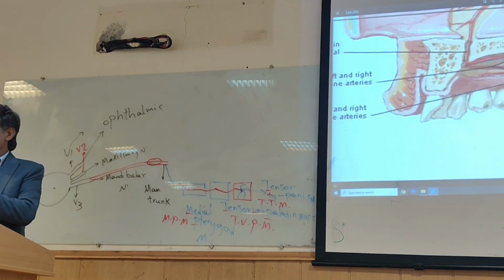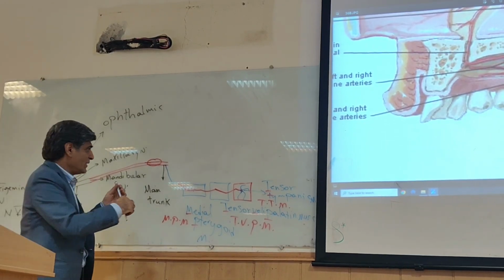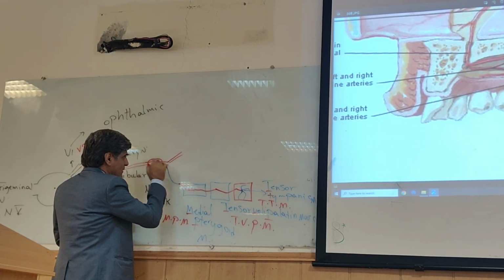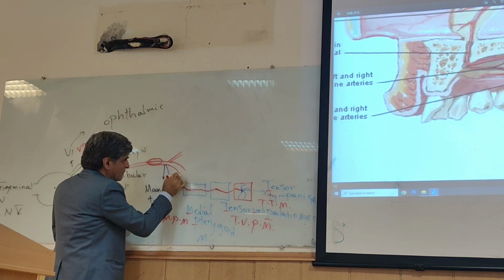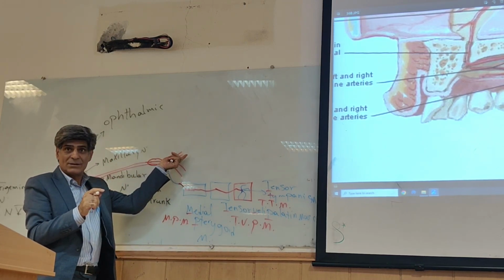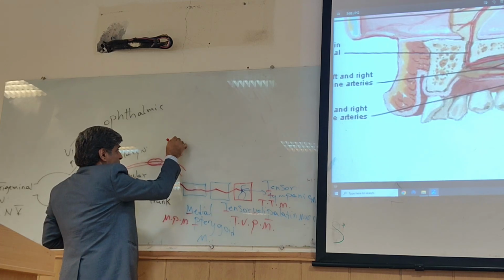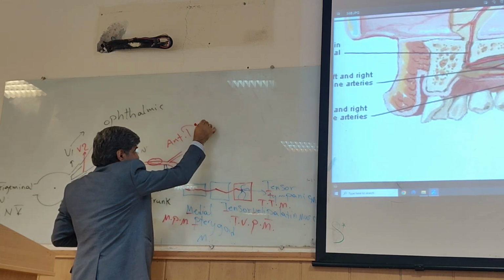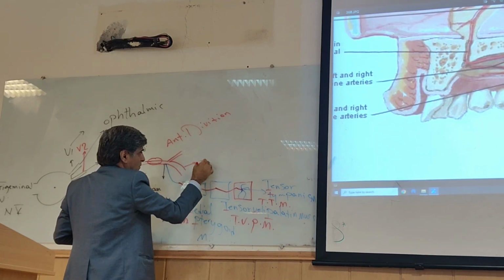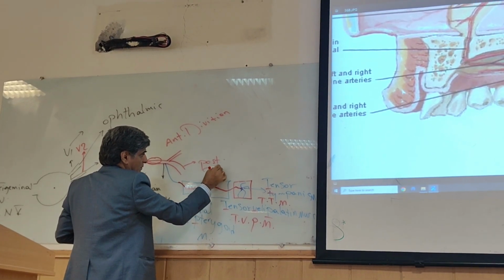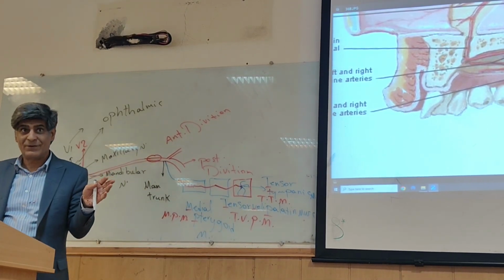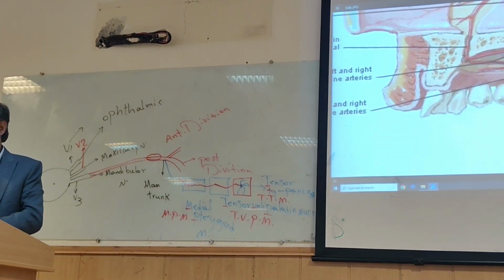Then it bifurcates into divisions, the anterior division and the posterior division. The posterior division is thick, but the anterior division is thin. This is the posterior division. What is the meaning of division? Division. Okay.